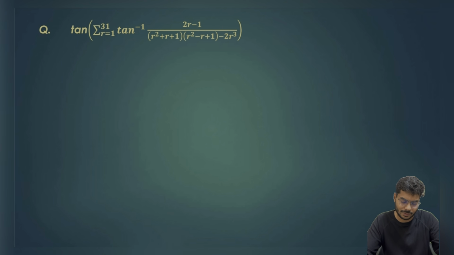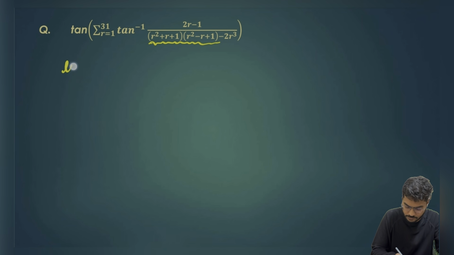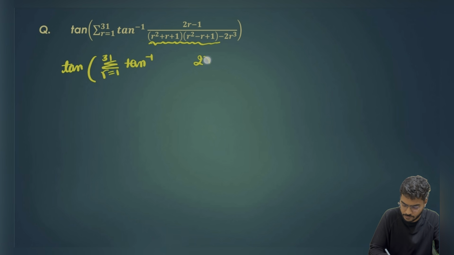Tan of summation of tan inverse of (2r minus 1) upon (r square plus r plus 1) into (r square minus r plus 1). Don't you think it is some formula? R square plus r plus 1 into r square minus r plus 1. Which formula is it? It is nothing but r to the power 4 plus r square plus 1, minus 2r cube.